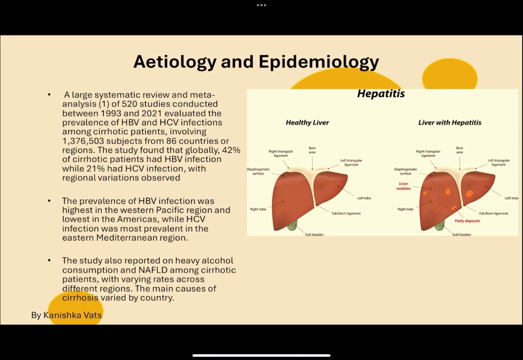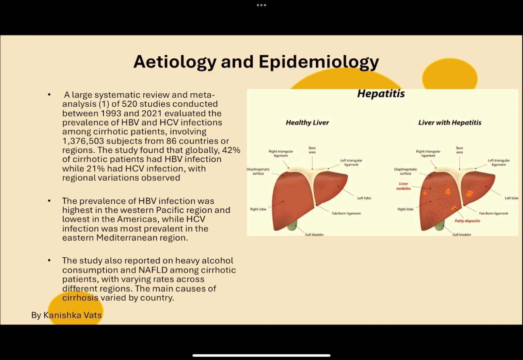A large systematic review and meta-analysis of 520 studies conducted between 1993 and 2021 evaluated the prevalence of hepatitis B and hepatitis C infection, which cause hepatic cirrhosis. About 42% of cases across the globe have hepatitis B infection leading to hepatic cirrhosis, while 21% have hepatitis C infection, which causes their hepatic cirrhosis.